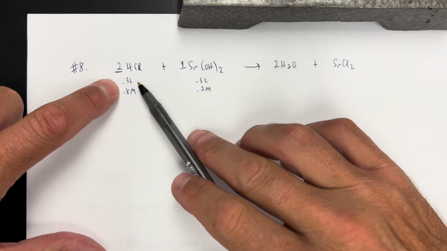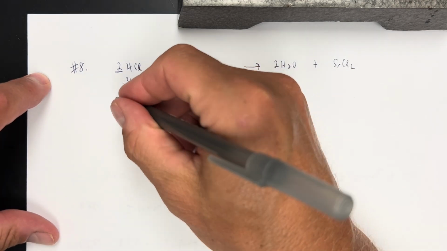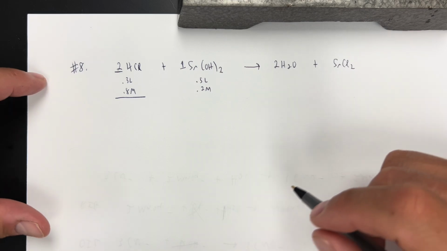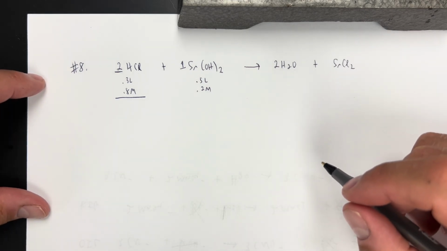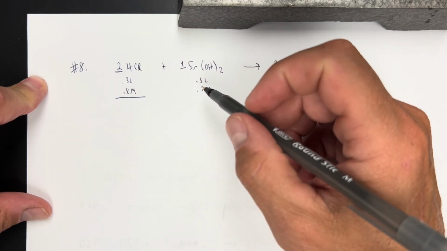It tells you molarity and liters of each one, so we can figure out how many moles we have. So the question is really asking how much of the excess reactant remains after the reaction's done. So let's figure out which one is the excess, which one's the limiting.